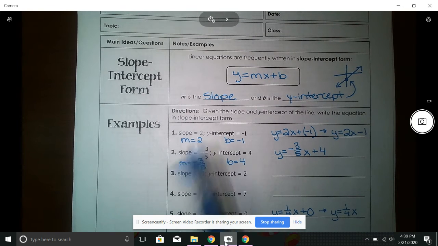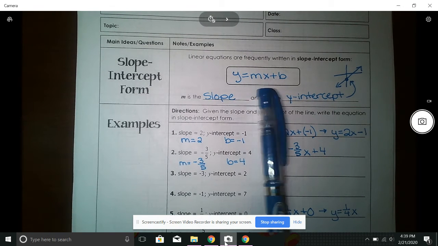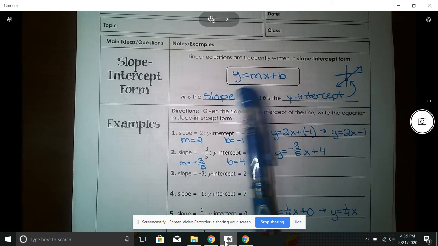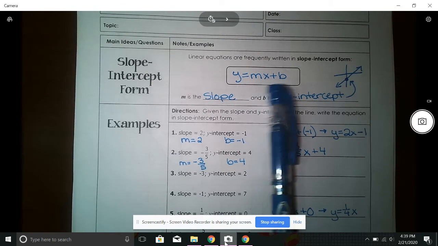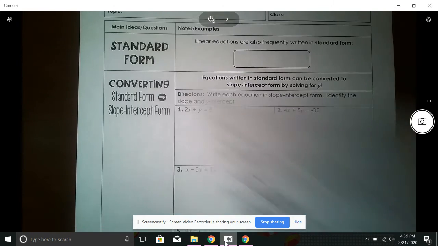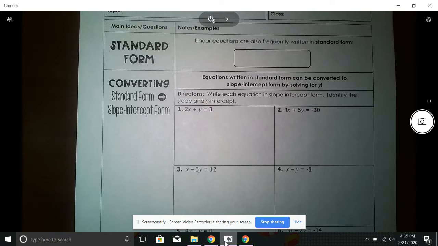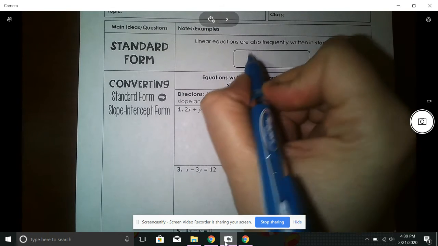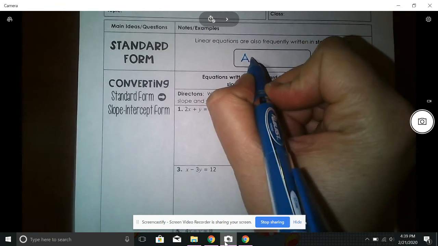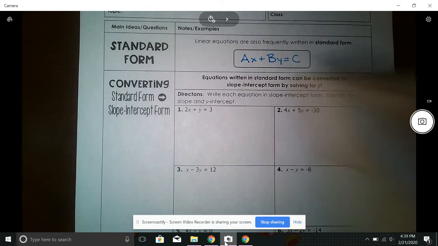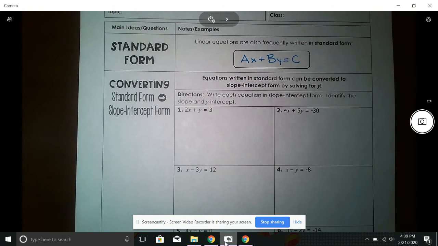The slope-intercept form is y equals mx plus b. This format is super helpful because it shows us the slope of the line and the y-intercept of the line. Now, we don't always get equations given to us in that order. Sometimes we get an equation that's written in what's called standard form: Ax plus By equals C.